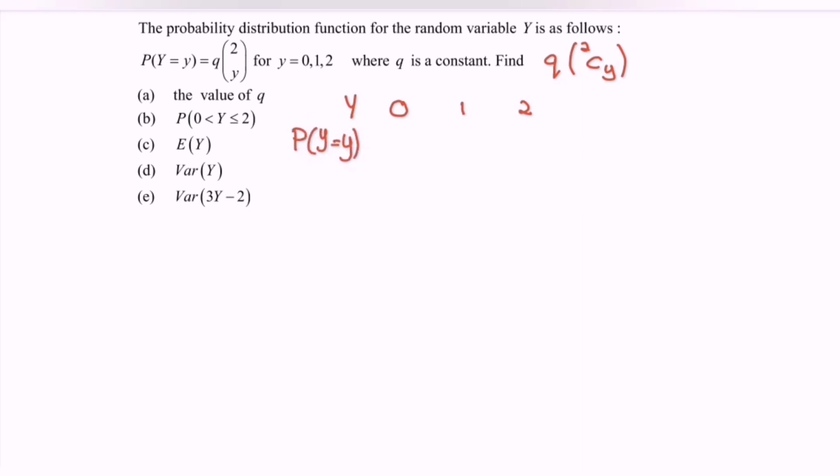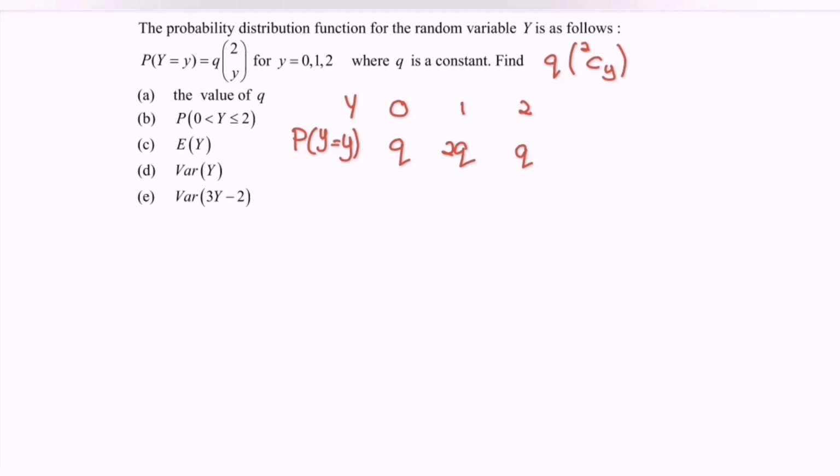So the probability, if we substitute 0, we will have q, because 2C0 is 1. Next, 2C1 we will have 2 multiplied with q, so we have 2q. Continue, 2C2 we will have 1 multiplied with q.